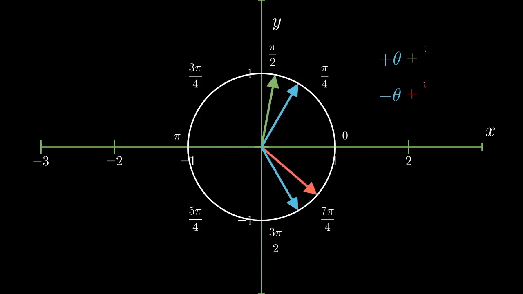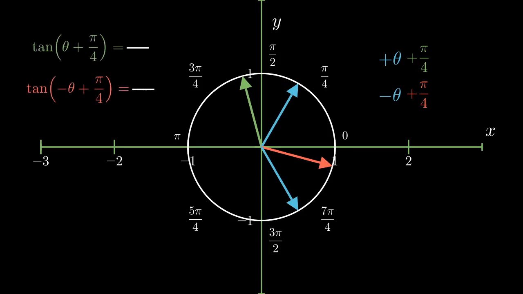And to each of these, I'm going to add pi over 4, creating a green arrow and a red arrow. The tangent of this green arrow is the same as the tangent of x plus pi over 4, and the tangent of this red arrow is the same as the tangent of negative x plus pi over 4. So let's name some of these values. We'll call the x-coordinate of the green arrow negative x, and the y-coordinate y. The tangent, accordingly, is y over negative x.